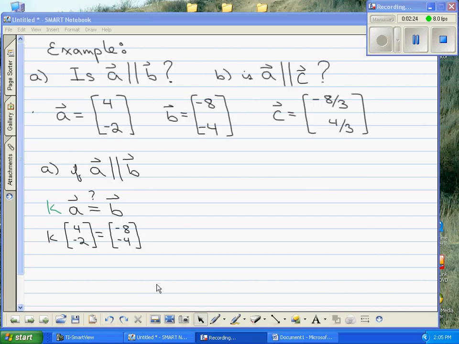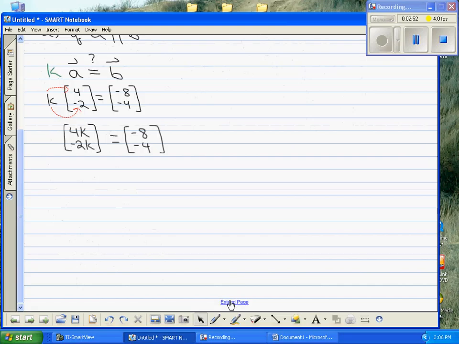So the first thing I do is I write the vectors in component form. Vector A is <4, -2>, and vector B is <-8, -4>. Using the distributive property, I distribute the k to the 4 and the k to the negative 2. And that gives me the vector equation <4k, -2k> is equal to <-8, -4>. Let me get a little bit more room here. What I do next is I'm going to separate the x component: 4k is equal to -8, and I'm going to separate the y component: -2k is equal to -4.